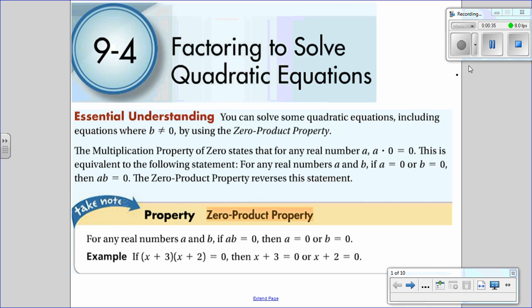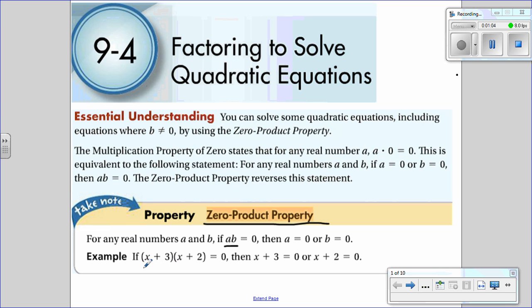And so the big property that you want to write down is called the zero product property, which is that if you have any real numbers a and b, and if those two numbers equal 0 when you multiply them, so if a times b equals 0, it has to be that either a equals 0 or b equals 0. It just makes sense, right? That's the only way that can happen.